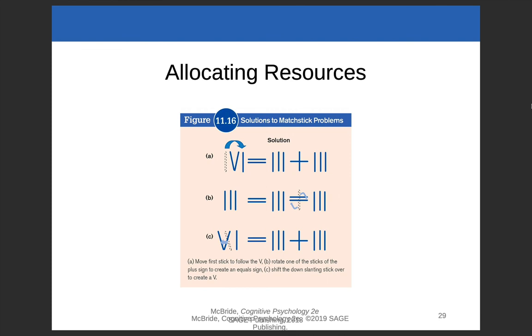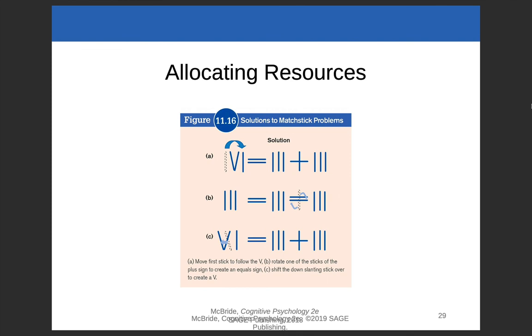The solution to B is not real obvious because it involves a twist, a change of strategy, and a change of attention. Rather than focusing on the numbers, what we did in B is that we rotated one of the sticks of the plus sign to create an equal sign, so that we have a correct expression where 3 equals 3.